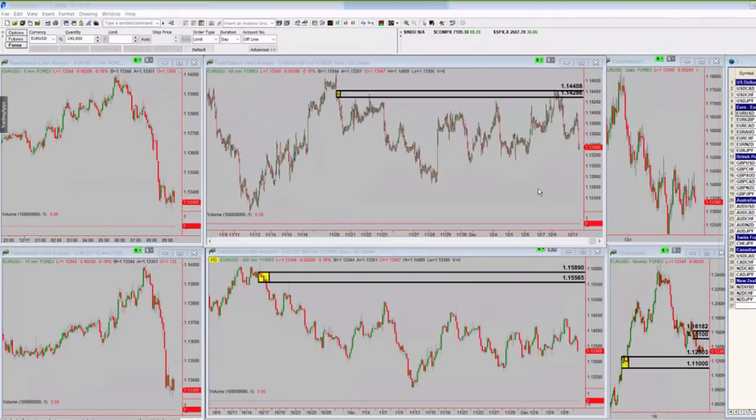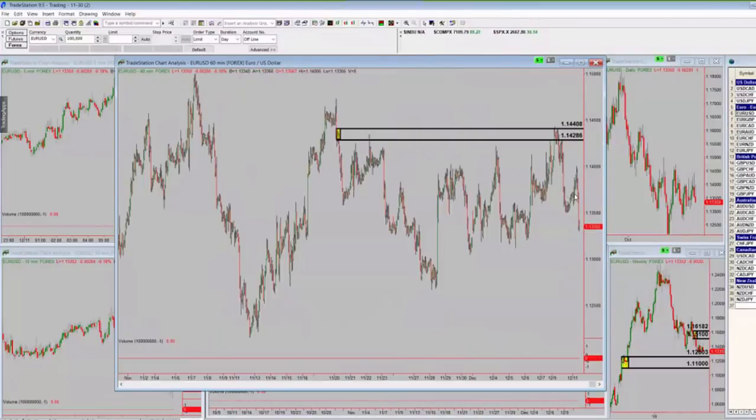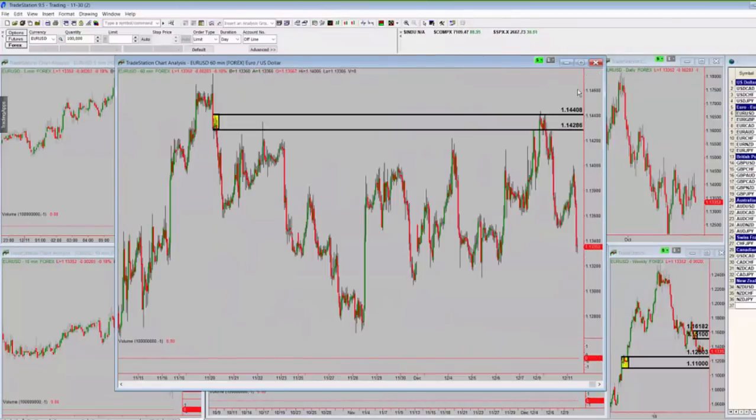So if you're in my YouTube session, this is that level that hit. Was anybody in that session? Anybody sitting in this trade? This is a level we pointed out in that last session. If not, it's okay.